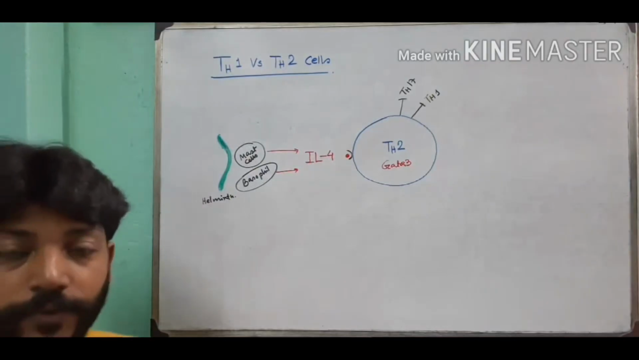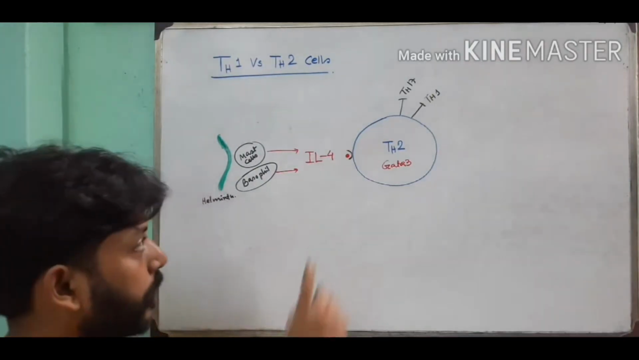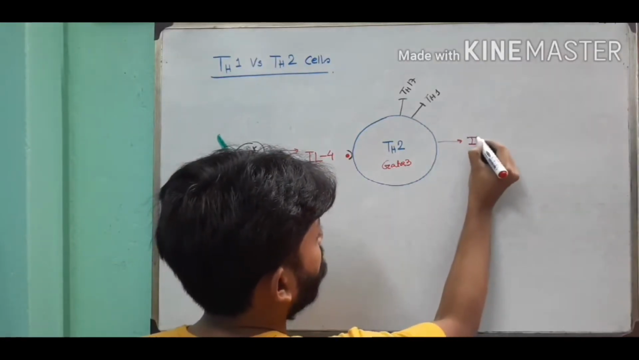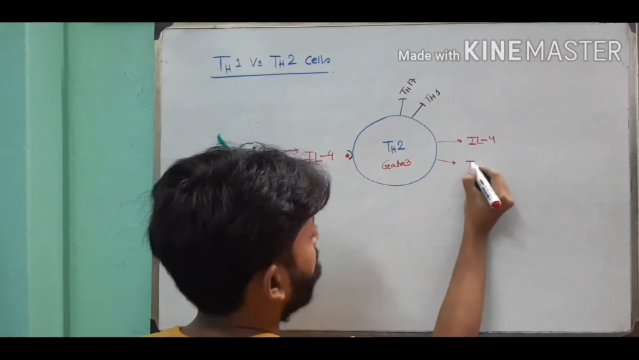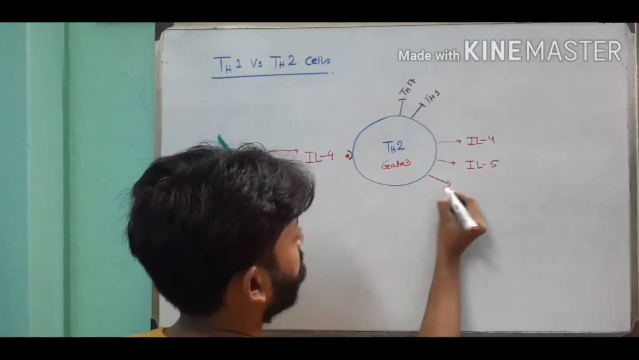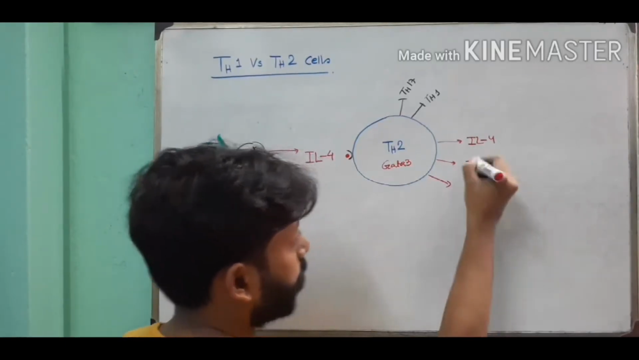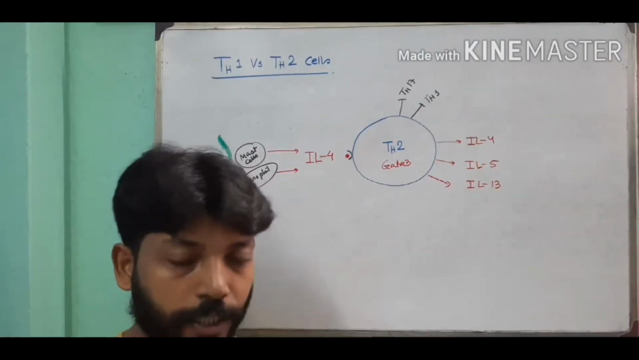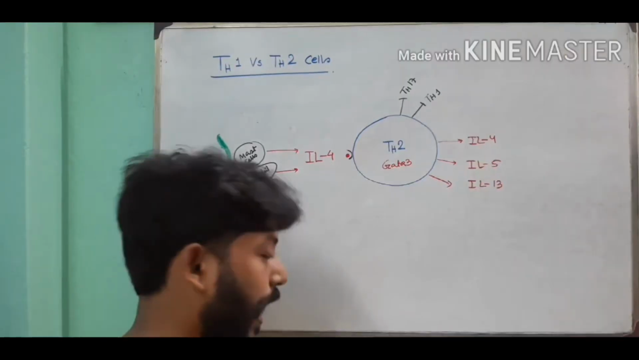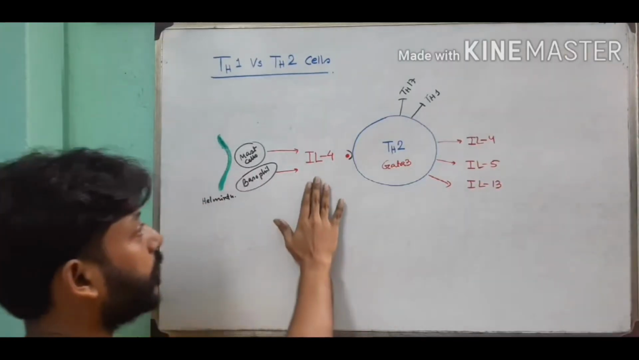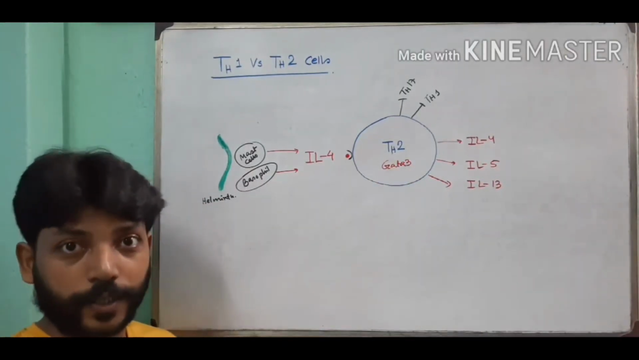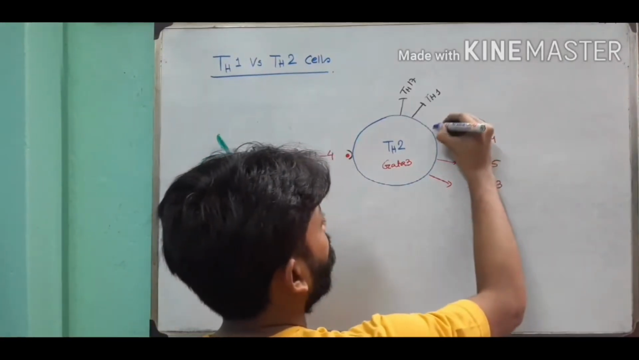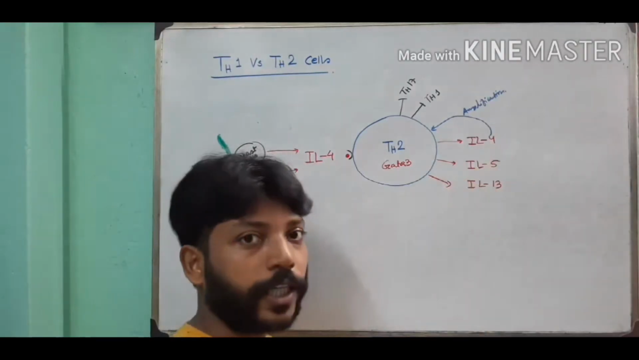So this cell can inhibit other cell generation, and TH2 cells can produce 3 cytokines. One is IL-4, another is IL-5, and another is IL-13. I will tell you the function of these different cytokines. The first thing you can see is that this cell is producing IL-4, and the TH2 cell is actually induced by IL-4. So this IL-4 helps in amplification of these cells.